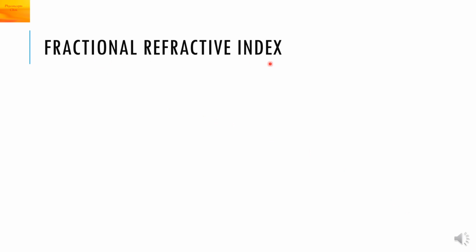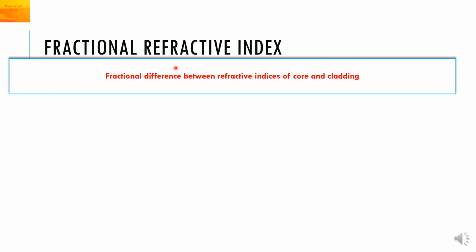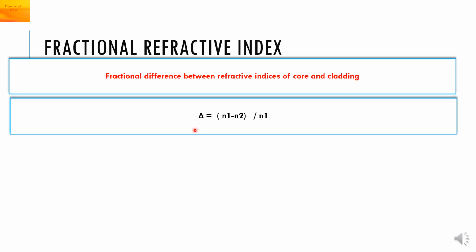Fractional refractive index. It tells us about the fractional difference between the refractive indices of core and the cladding. We denote it as delta. Delta is equal to N1 minus N2 upon N1. N1 is the refractive index of the core and N2 is the refractive index of the cladding.